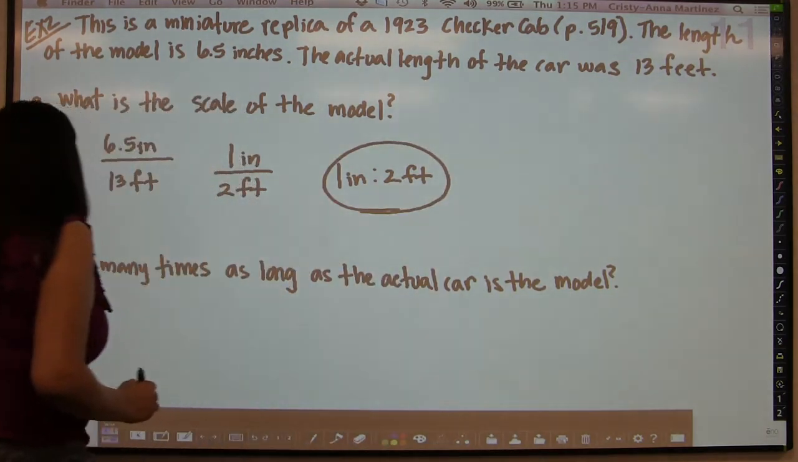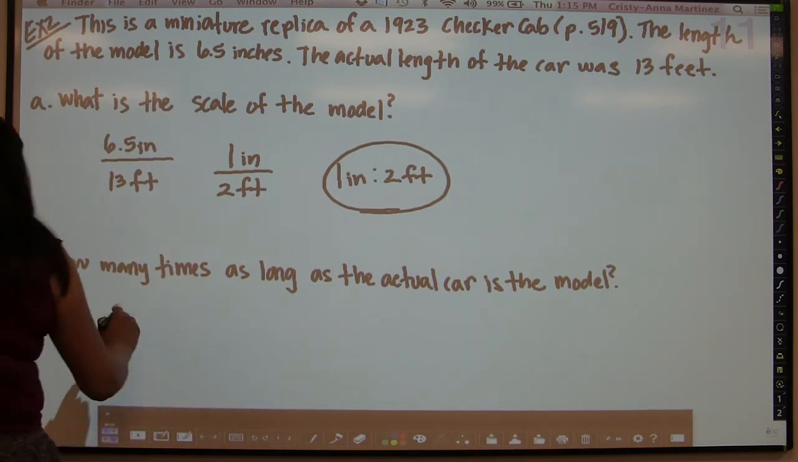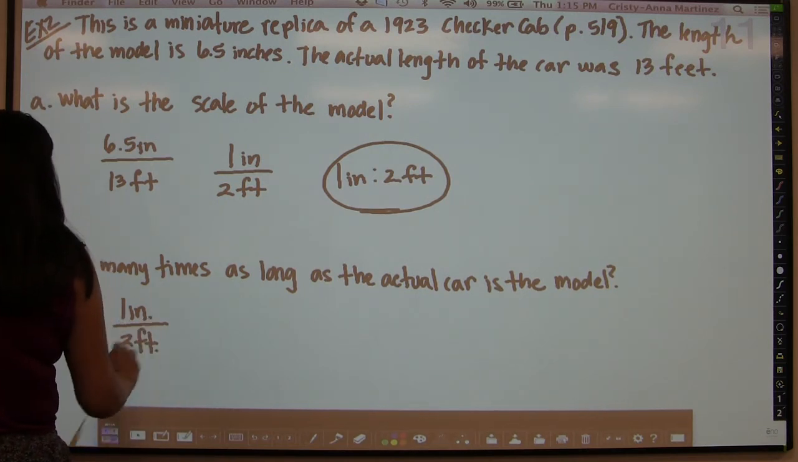And then part B says how many times as long as the actual car is the model. So in order to do that, you're going to want to set up your little thing here. So we're going to first convert what we already have. So we already know that we have 1 inch to 2 feet, but you might be wondering, you've got two different units there.